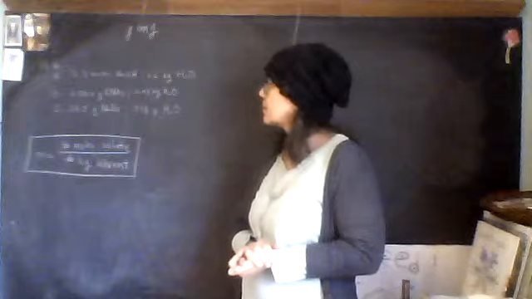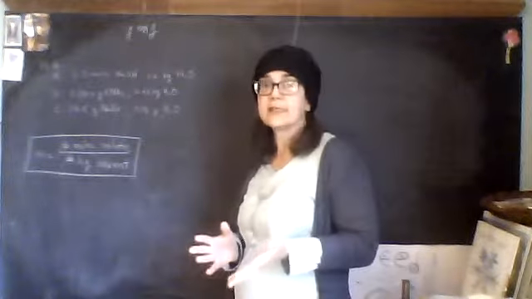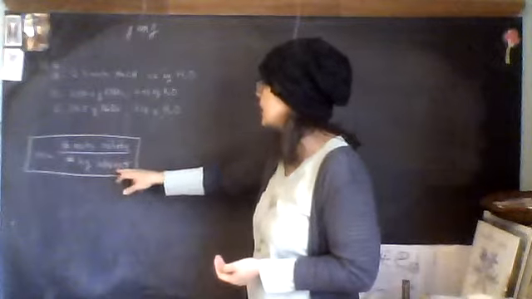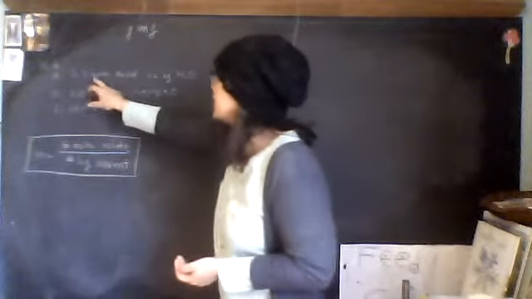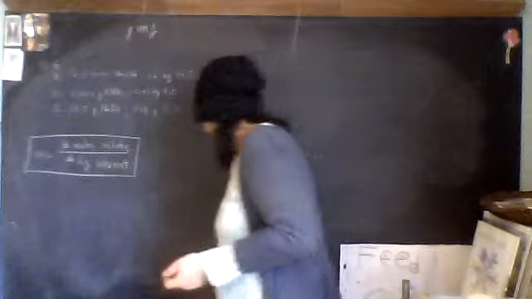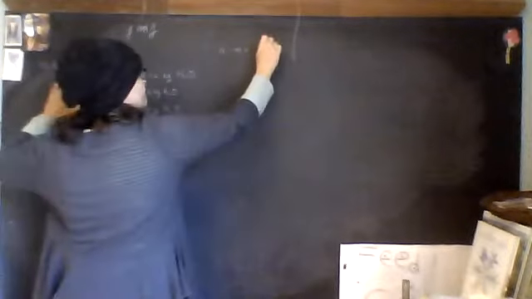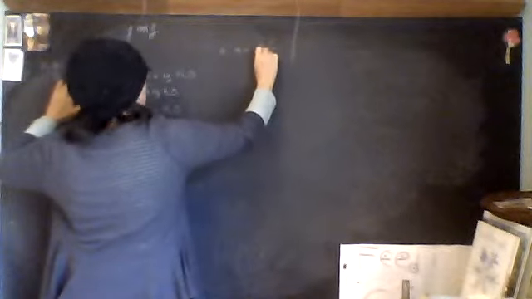Letter A is easy. To calculate the molality, we take the moles of solute divided by the kilograms of solvent, and those are the units they've given us. So we're going to say the molality is equal to 2.3 divided by 1.2. I'm not going to worry about the units.